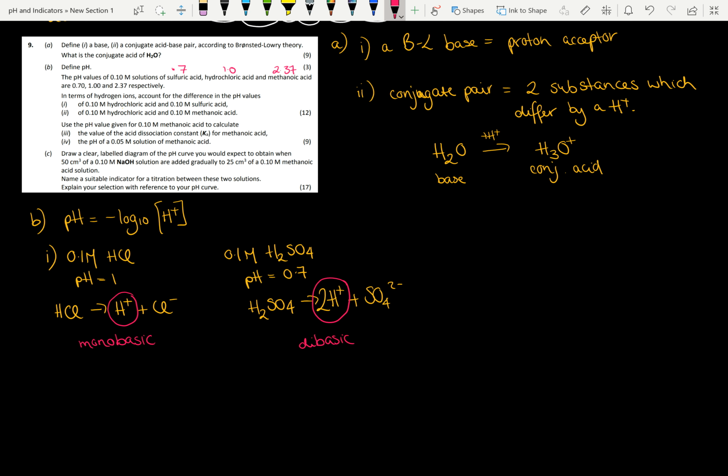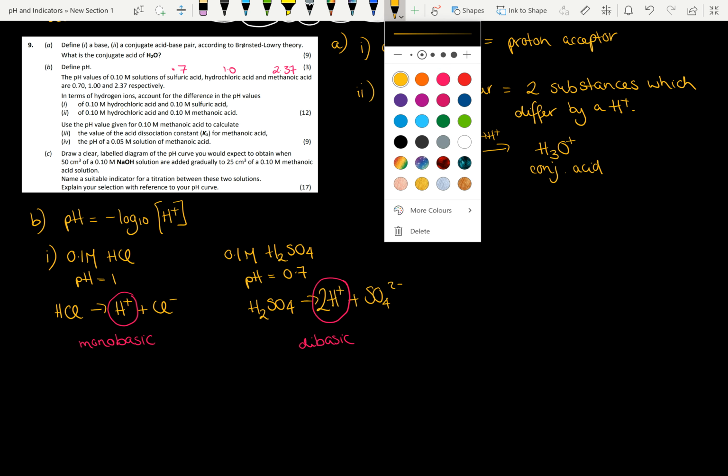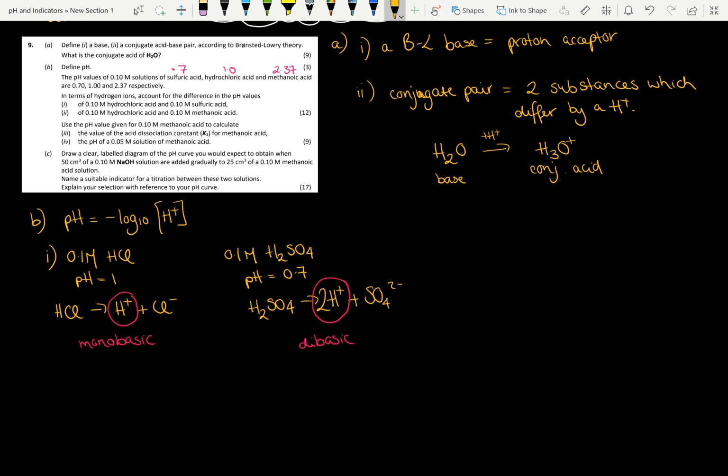Now, how does that affect our pH? Well, we know that the more hydrogen ions, the lower the pH. So we've actually got twice as many hydrogen ions being produced by the sulfuric acid, which means that it has a lower pH. So that's the first comparison that they asked us to do.